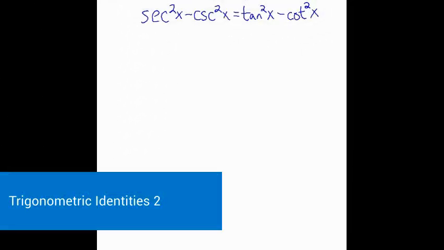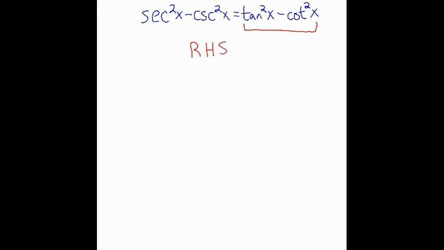Hello there, we're going to go over this identity today. Now, I think the best approach for this one is to worry about the right-hand side of the equation. So in this, I'm going to use the Pythagorean identities for tangent squared and cotangent squared. That would be secant squared x minus 1, and I'll put it in parentheses for now, minus the cotangent, which is cosecant squared x minus 1.